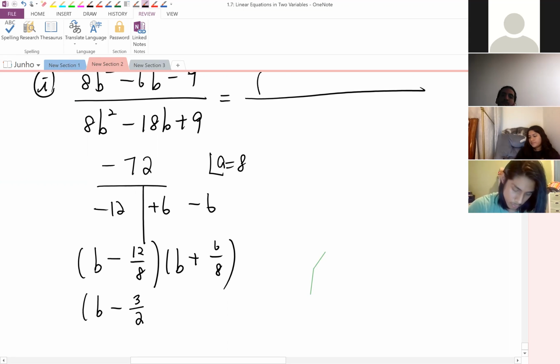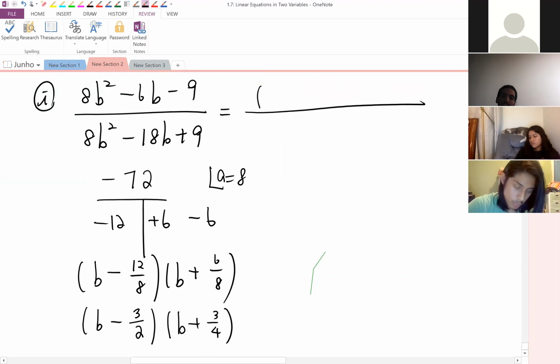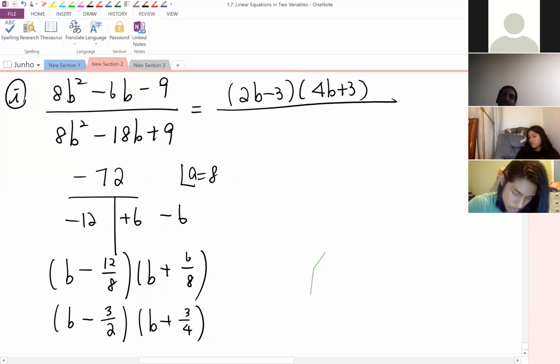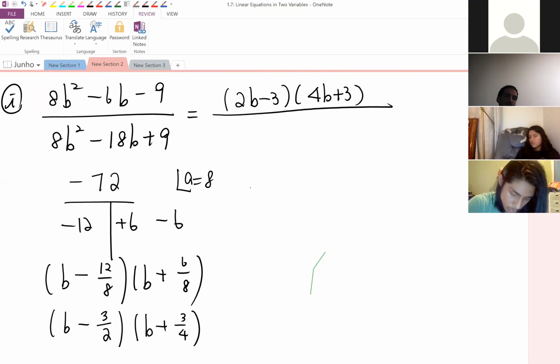And b plus 6 over 8, I need to simplify that, I forgot. So b plus 3 over 4. Okay, therefore I can write this as 2b minus 3 and 4b plus 3. Okay, bottom one: 4b plus 6 and 4b plus 3.